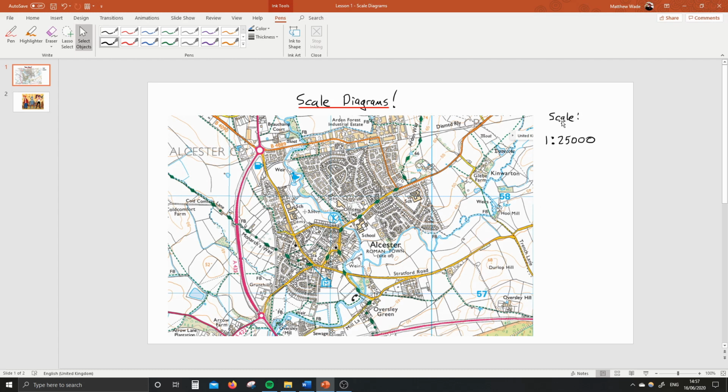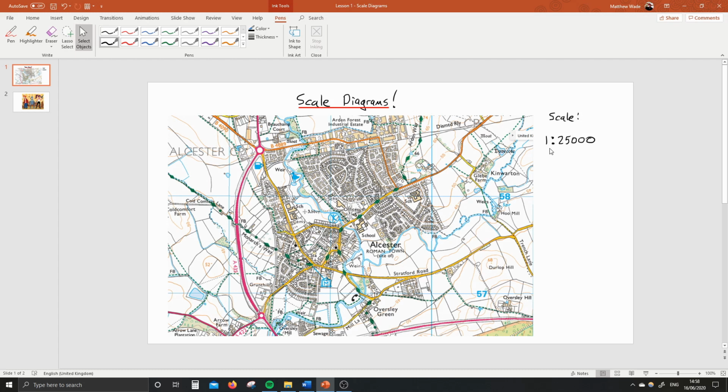Now, on this kind of OS map, you get these scales that look like this. And this is a big shout out to geography as well. So I'm doing geography a big favor here. I'm talking about scale with you guys as well. You've probably heard of map scale, and the scale on this map is 1 to 25,000. Now here's what that means. It's in ratio format.